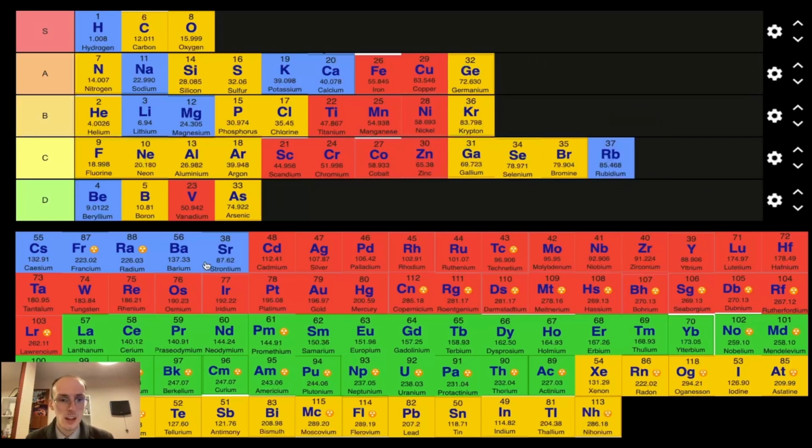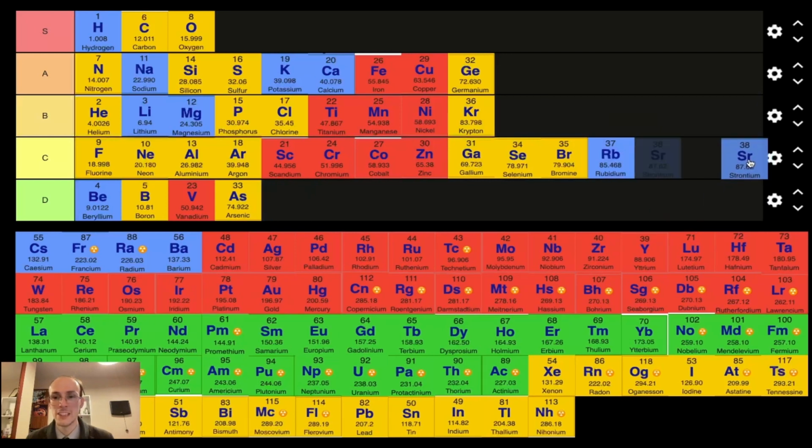Strontium. On the firework train, strontium is used in red fireworks. It also used to be used in the glass of CRT TVs. So I guess if this tier list was being made, I don't know, 60 years ago, strontium would be right up here as you watched your CRT TV and played your NES underneath of it.